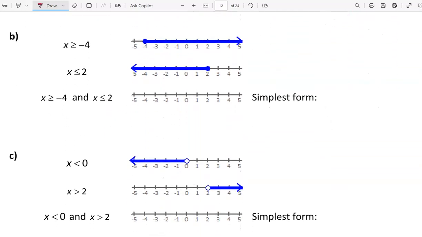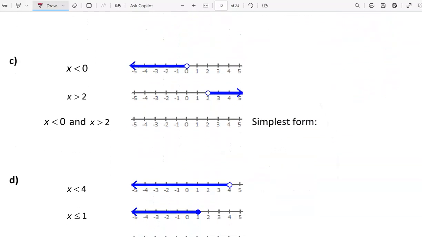In B, we have x is greater than or equal to -4, and then the second line we have x is less than or equal to 2, so this time both endpoints are included. If we join those with the word and, we're going to take the region that they have in common and shade that, and then write this in simplest form. -4 is less than or equal to x, which is less than or equal to 2. Again, that expresses betweenness. x is essentially between -4 and 2, including the endpoints this time.